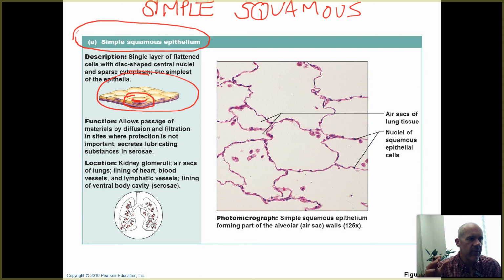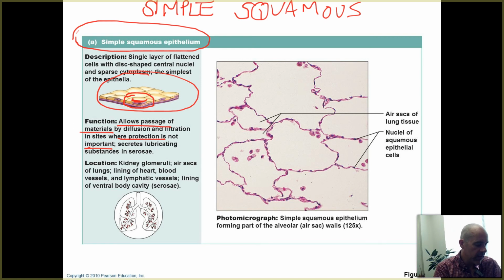All right, so where do you have these? So if you think about super thin tissues, I mean microscopically thin, these are going to be really good for passage of materials. If you think about that, by diffusion or filtering substances that need to move from one compartment to another. You're not going to find these where protection is important. These are very delicate type tissues. They can get damaged really easily because they're so super thin.